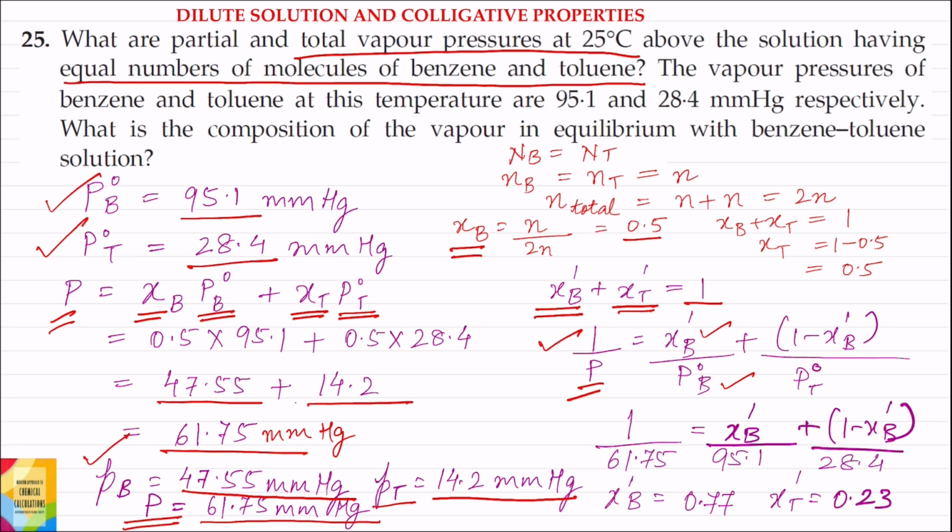X dash B is the mole fraction of benzene in the vapor, P naught B is the vapor pressure of benzene plus 1 minus x dash B. 1 minus x dash B is the mole fraction of toluene in the vapor divided by P naught T. P naught T is the vapor pressure of toluene. Now putting the values and solving, x dash B is 0.77 and x dash T will be equal to 1 minus 0.77, that is 0.23.